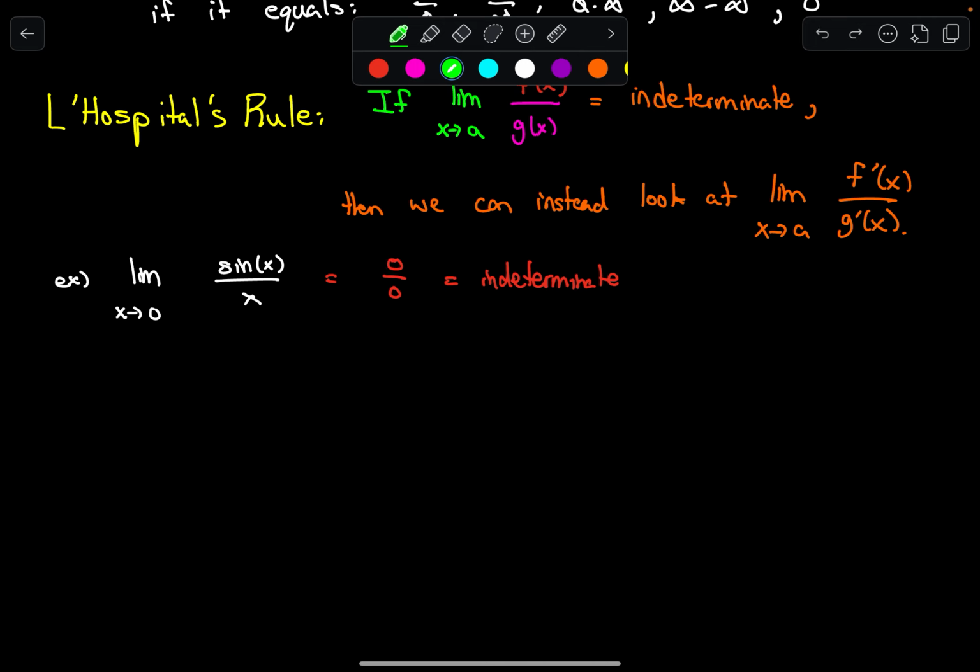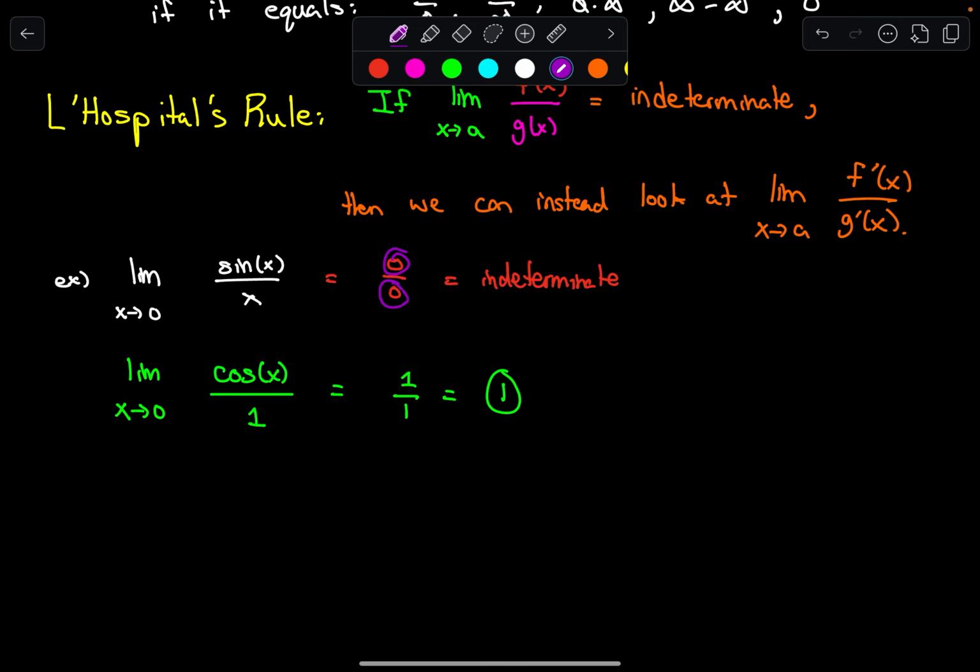And so the next thing we're going to look at is the rate at which they approach 0. We're going to say the limit as x approaches 0 of the derivative of the top, which in this case is cosine of x, and the derivative of the bottom, which is just 1, is going to give us the same correct answer. Now I can plug in 0 because cosine of 0 is just 1, so I get 1 over 1, which is just 1.